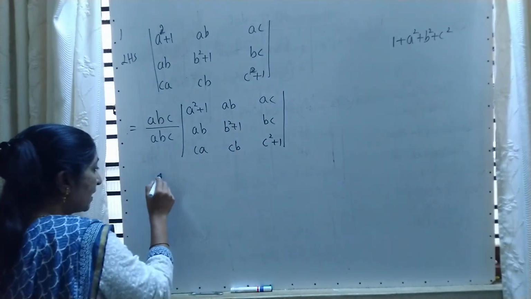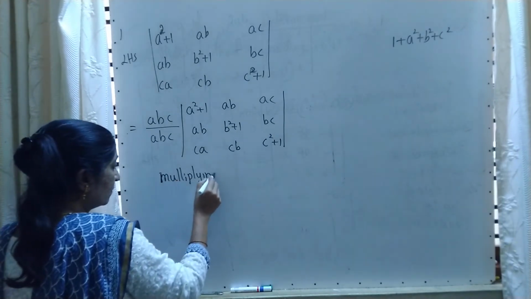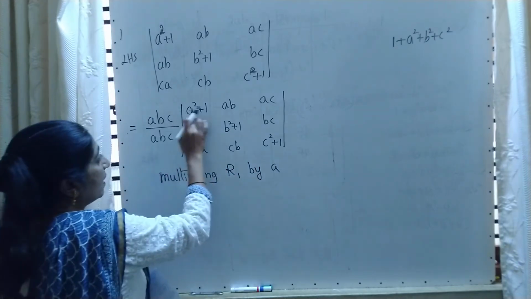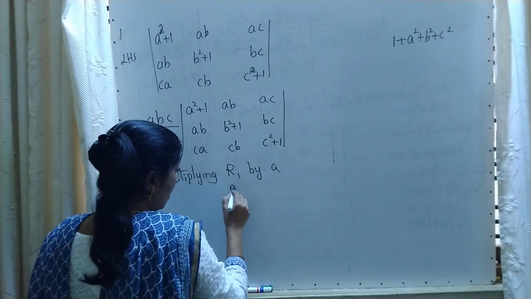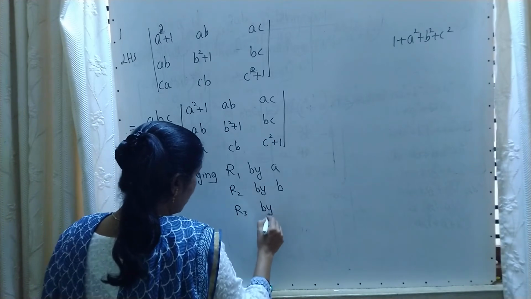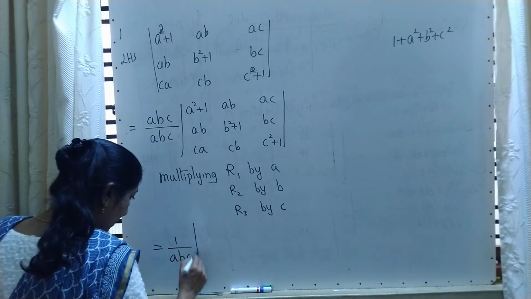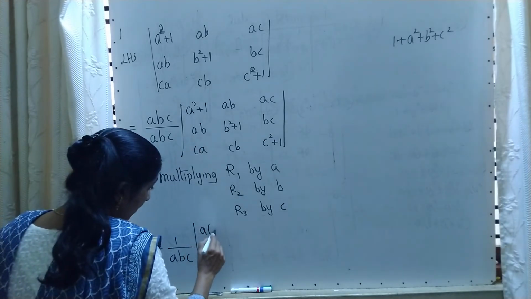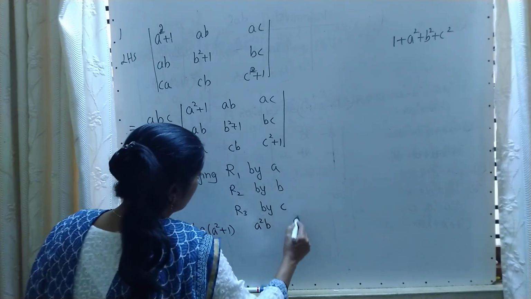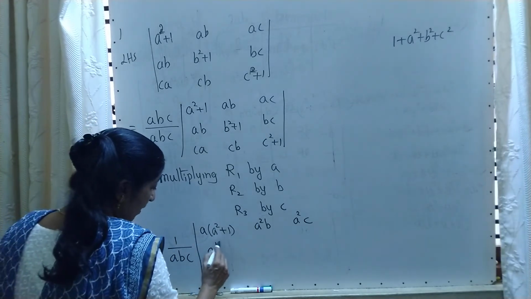Now here I am multiplying R1 by a. That means I am multiplying first row by a, second row by b and third row by c. So that means what is remaining? 1 by abc is remaining. Here a in the bracket a square plus 1, and this is a square b, this is a square c. Each element is multiplied with a. Second row is multiplied with b.